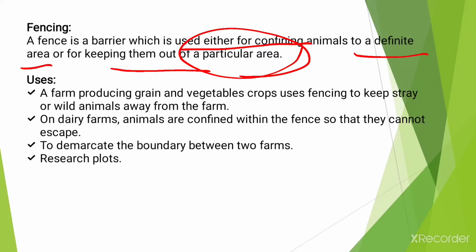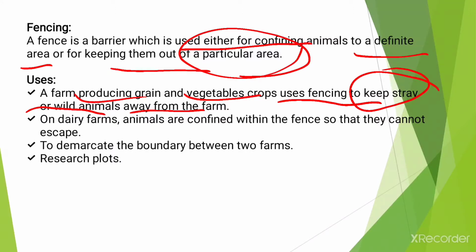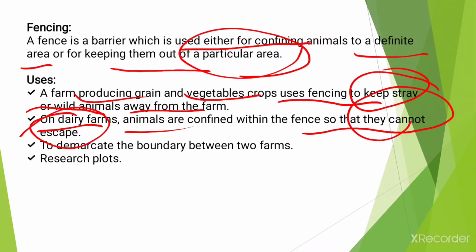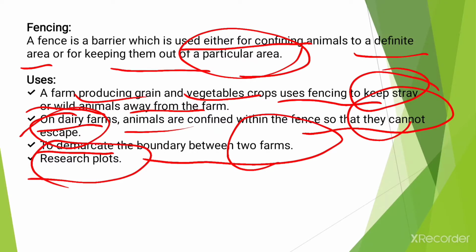Then what are the uses of fencing? First, a farm producing grains and vegetables uses fencing to keep stray or wild animals away from the farm. The second use is that on dairy farms, animals are confined within the fence so that they cannot escape. The third is to demarcate the boundary between two farms, and the last is to prepare research plots. These are the uses of fencing.